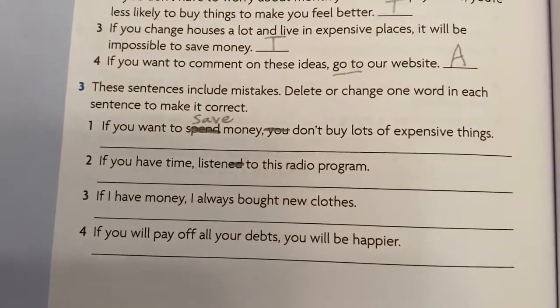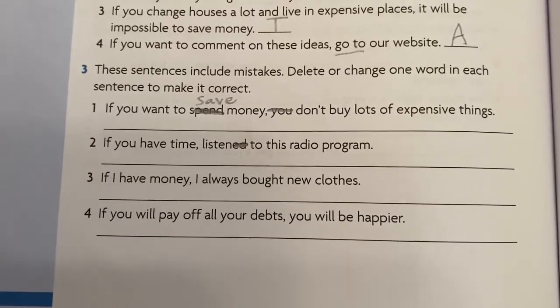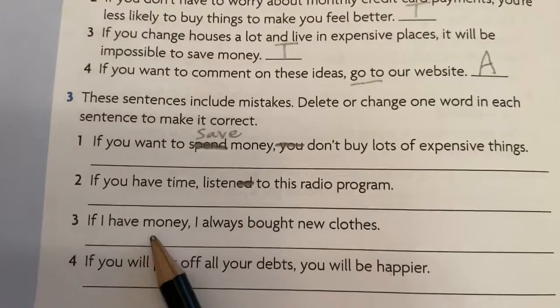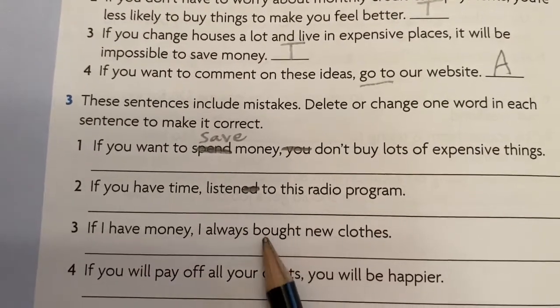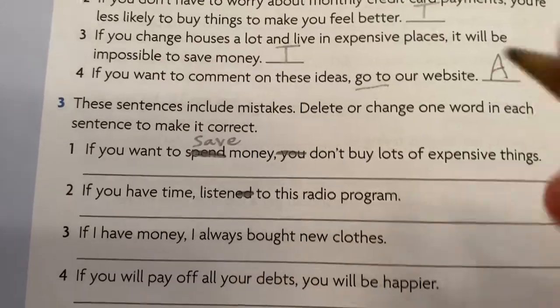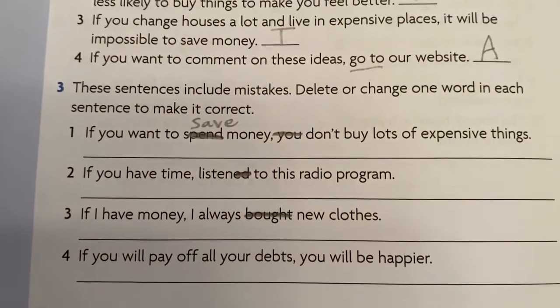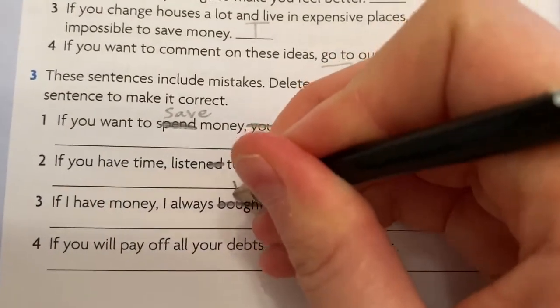3, if I have money, I always bought new clothes. Again, this is a problem with the verb. If I have money means possibly, could happen one day. I always bought new clothes, that's the past tense. So obviously the verb is a problem. What should we put in its place? If I have money, I always buy new clothes.